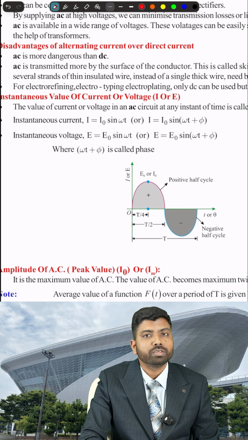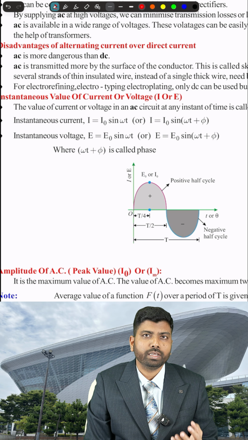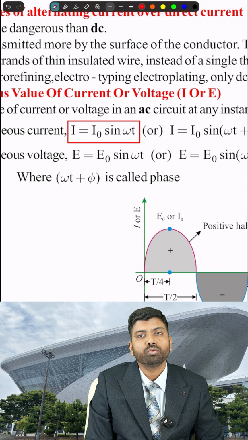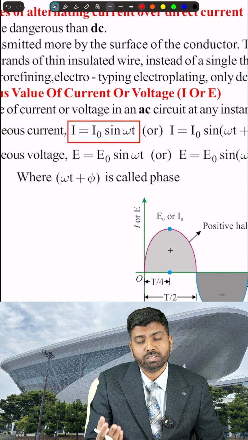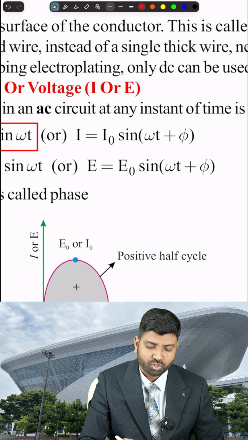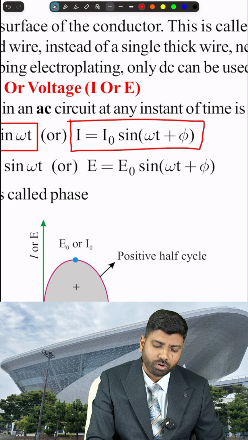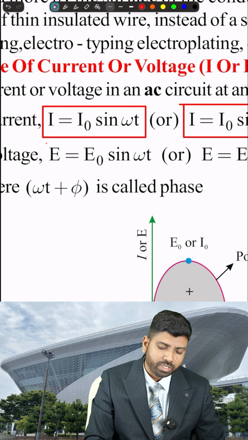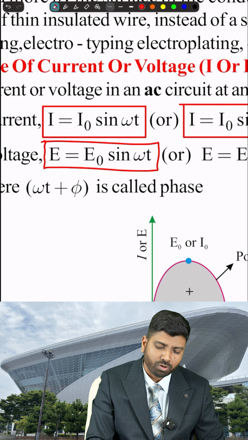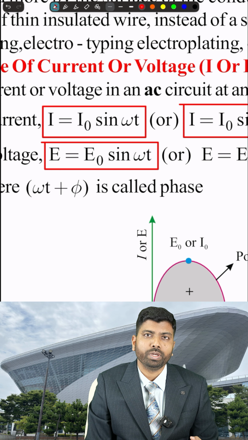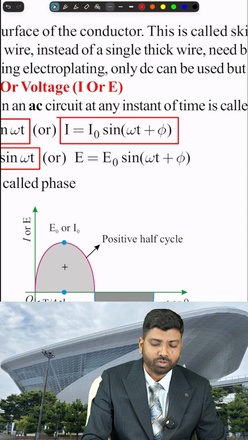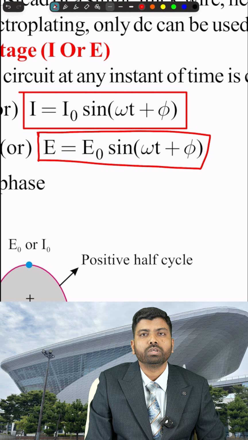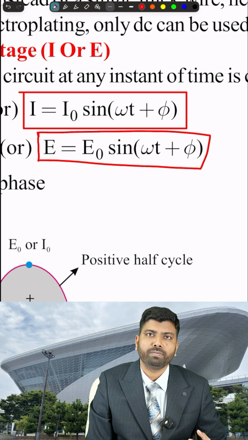The value of instantaneous current in an AC circuit, alternating current circuit, is always written I = I naught sine omega t, right? If there is a phase difference or some initial phase, then we can write it in the form I = I naught sine (omega t plus phi). The instantaneous voltage is also expressed in the form E = E naught sine omega t, and if there is an initial phase or any phase difference, then we can express it as E = E naught sine (omega t plus phi), right?